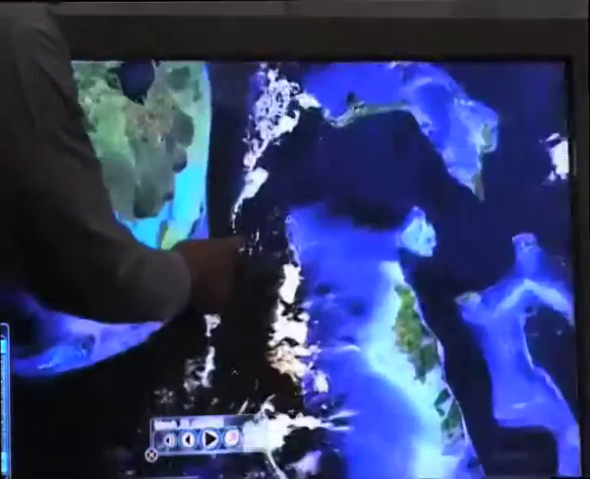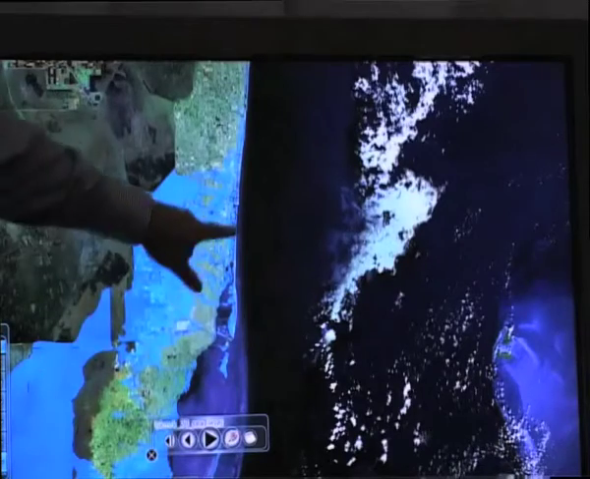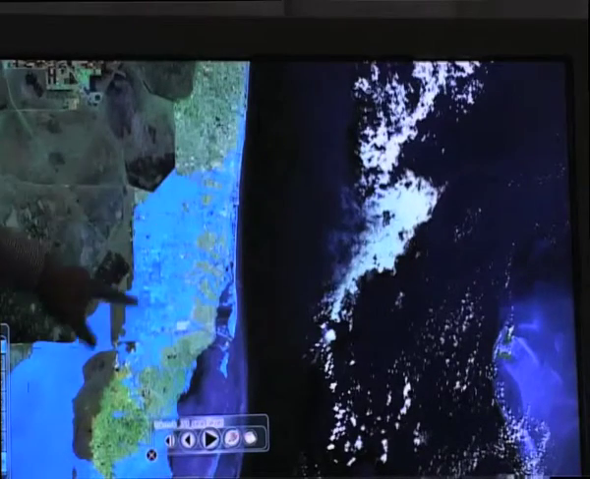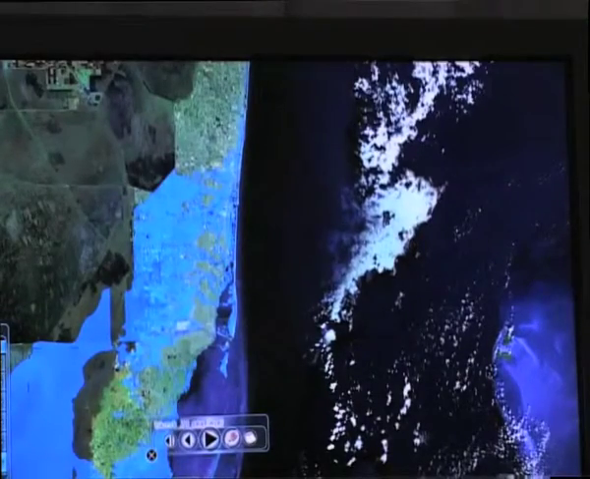Take a look at South Florida. This is Miami, Florida. The water of a 1 meter sea level rise will get into this area here, impacting hundreds of thousands of people.